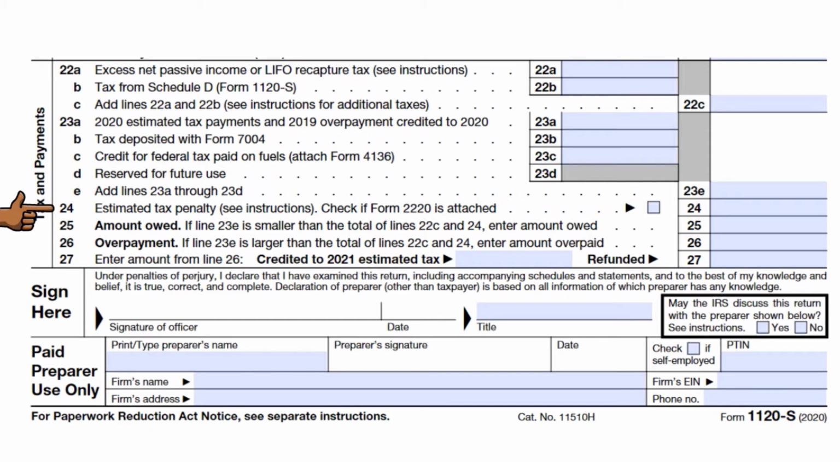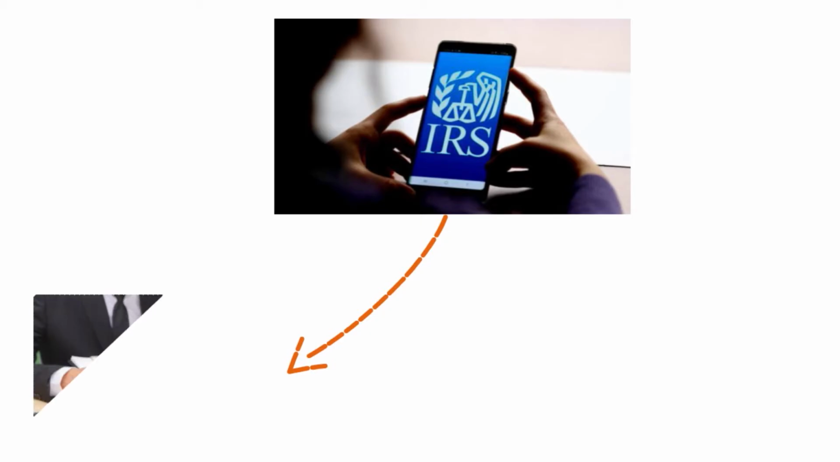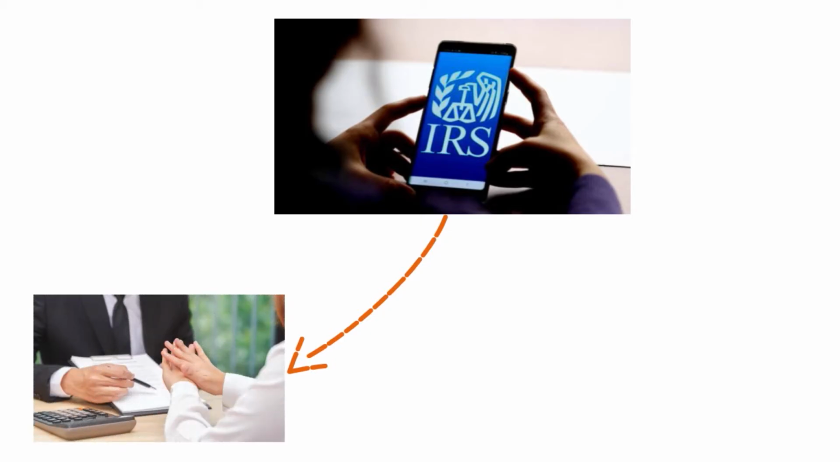And don't forget to sign. You need to sign the document. You need to put the date and title. The signature has to come from an officer of the S Corp. Now, if you have a paid preparer, then make sure the paid preparer puts his or her information, including the PTIN. The PTIN stands for the Professional Tax Identification Number. This is how the IRS tracks the good boys from the bad guys, if you will, when it comes to CPAs and EAs who are working on behalf of clients with the IRS.